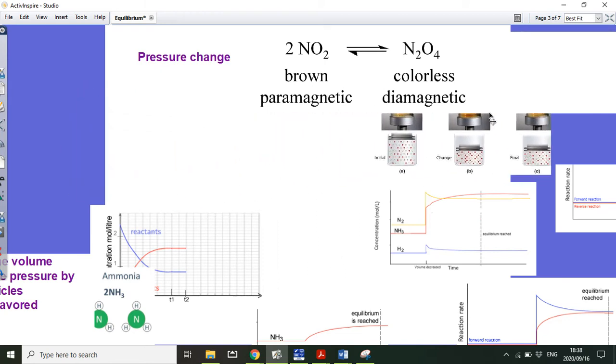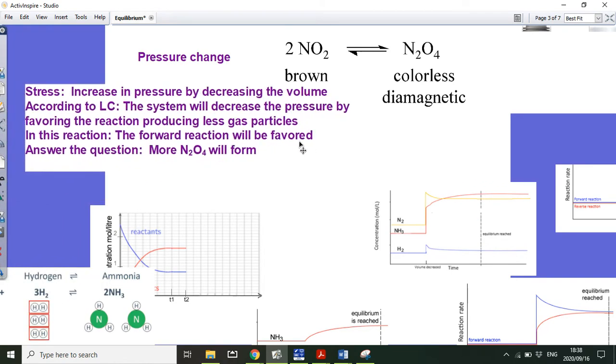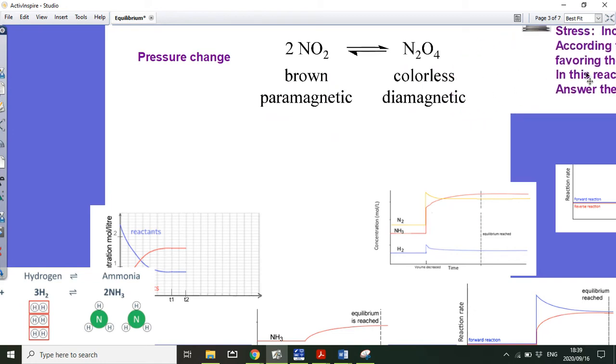Now again, the steps to answer this. So there we go. If it's an increase in pressure, the increase in pressure was caused by decreasing the volume. No reaction needed yet. According to Le Chatelier, the system will decrease the pressure by favoring the reaction producing less particles, like we just said. That means the forward reaction will be favored, and then you answer the question. You can say more N2O4 will form, or if they ask for the color change, it goes from brown to colorless or less brown. You just answer the question. Remember the 4 steps.